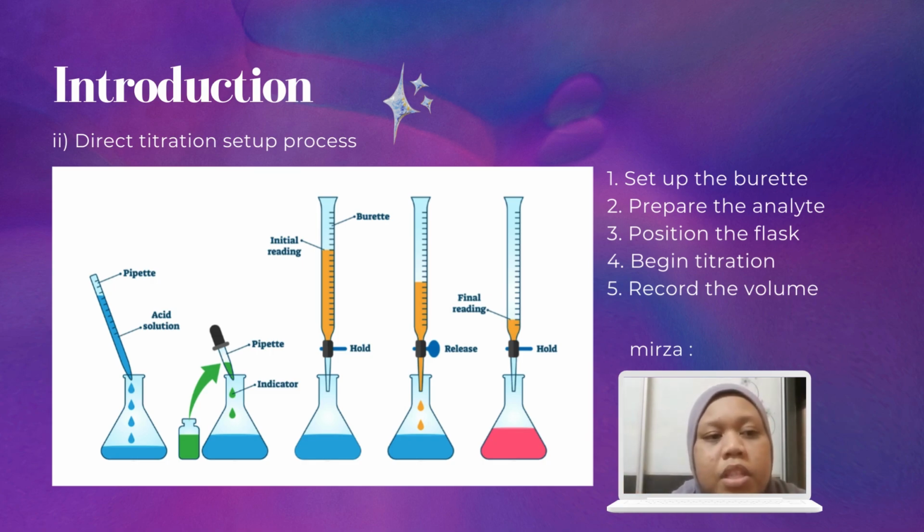Number 3, position of the flask. Place the Erlenmeyer flask under the burette on a white tile or paper to observe the color change clearly. Number 4, begin titration. Gradually add the titrant from the burette to the analyte solution while continuously stirring. Watch for the endpoint indicated by the color change. Last but not least, record the volume. Note the final volume of titrant used when the endpoint is reached. Use this volume to calculate the concentration of the analyte.